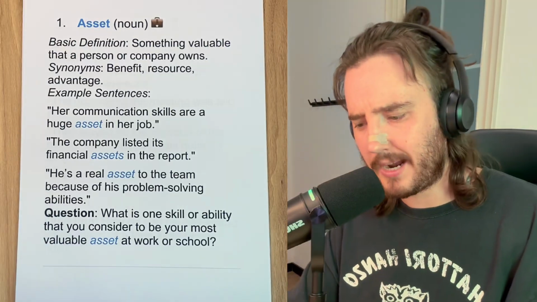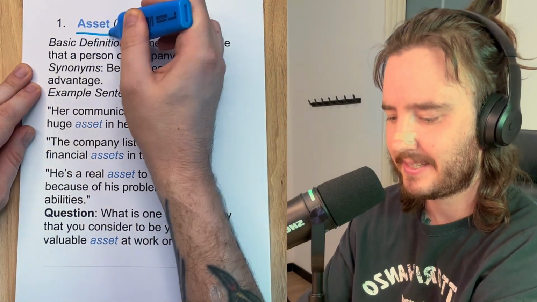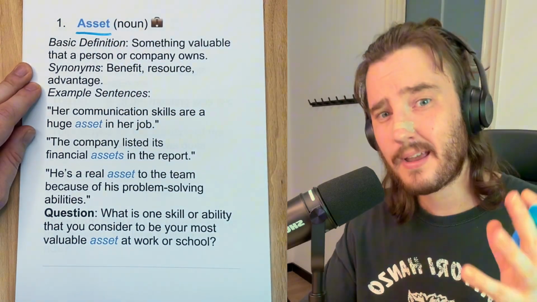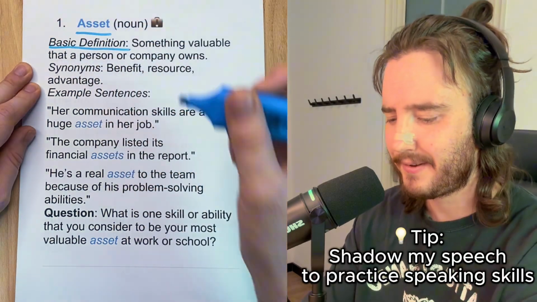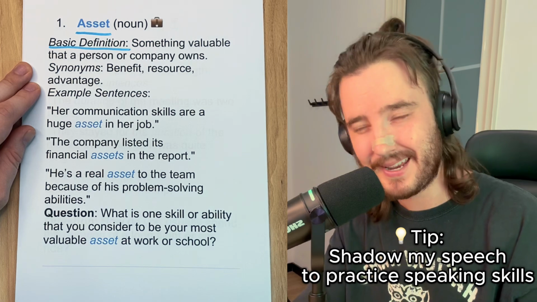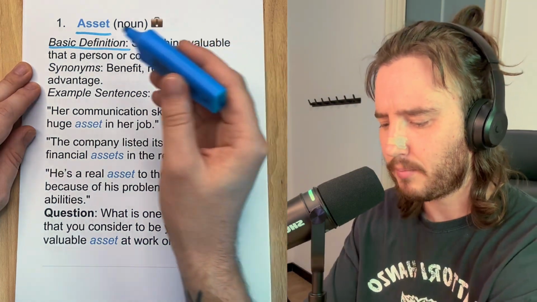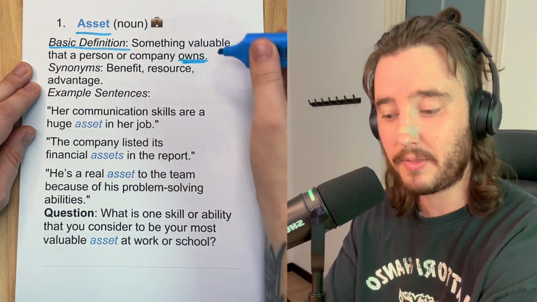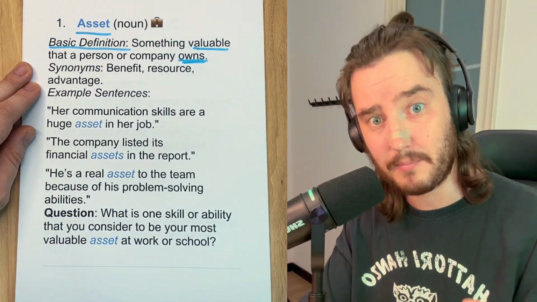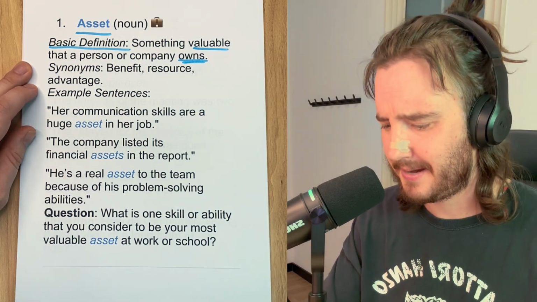The first word I want to take a look at with you guys today is asset. Asset. It's a noun, and here's a basic definition. Simply put, here's what the word means. It's something valuable that a person or company owns. Something of value that belongs to a person or to a company.